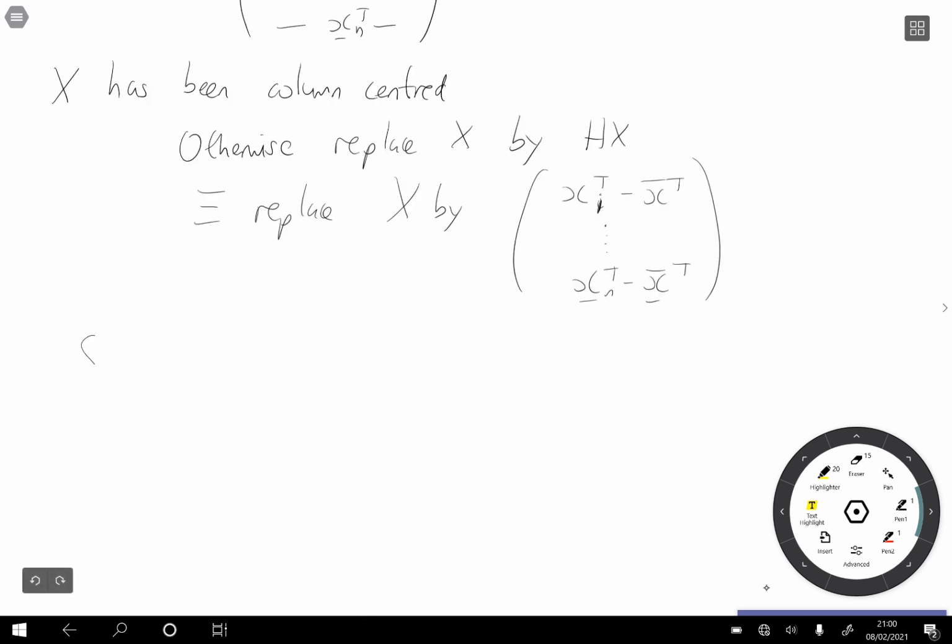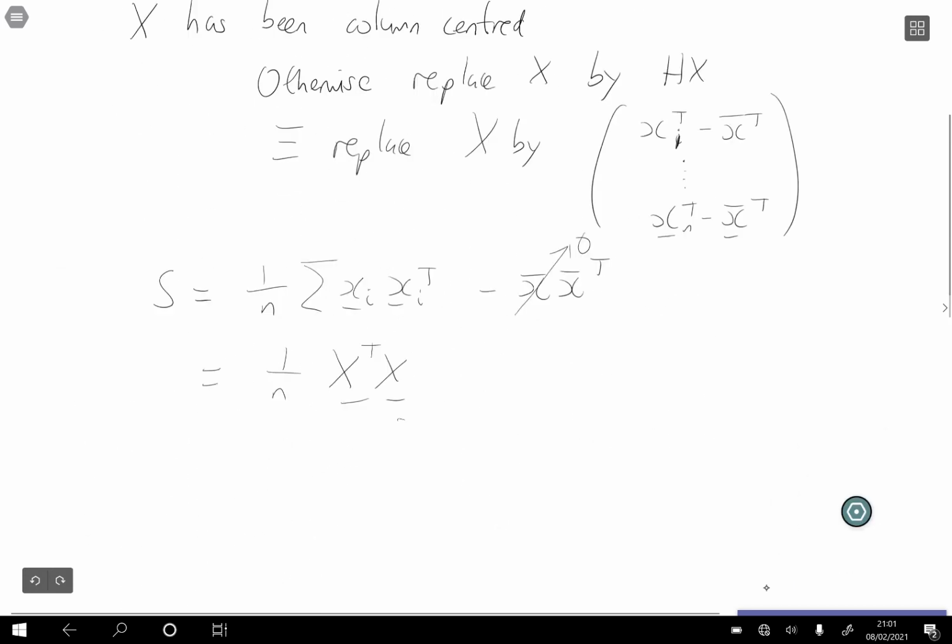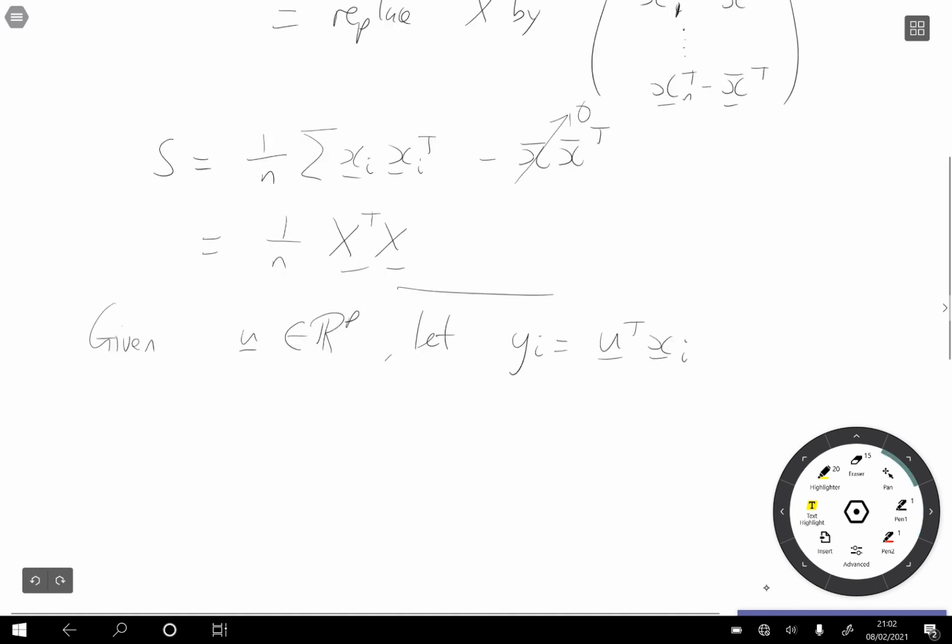So the sample covariance matrix S is 1 over n, the sum of xi minus x bar times xi transposed minus x bar transposed, but we're assuming we've been column centered here, so let's assume that x bar is 0. So this is just this term here, and if you stare at this for a few moments, you'll realize that this is the same as X transposed X over n. So let's just say then that given some vector u in Rp, we're going to let yi be our transformed variable. So that's going to be u transposed xi. Okay, so that's going to be our first transformed variable.